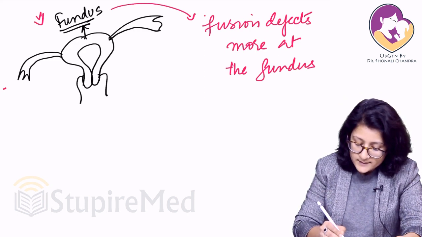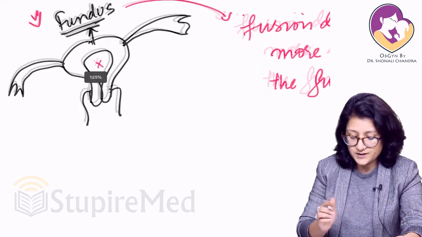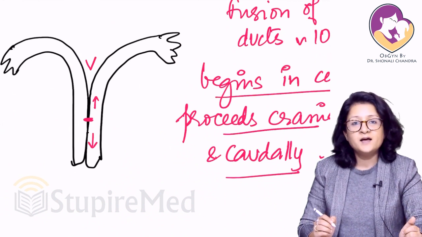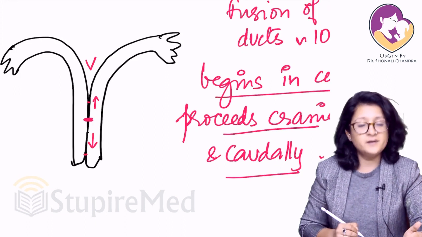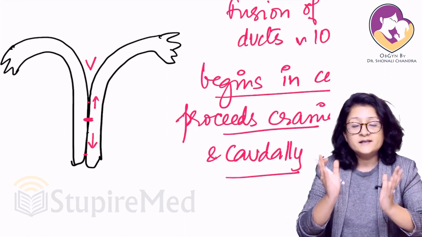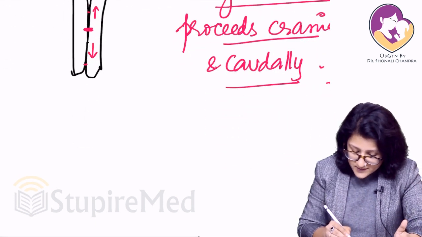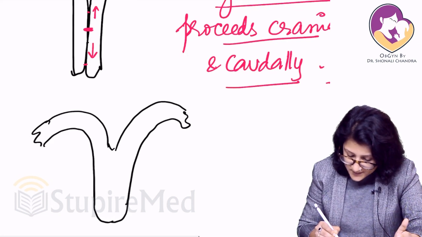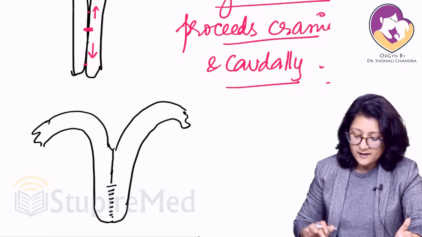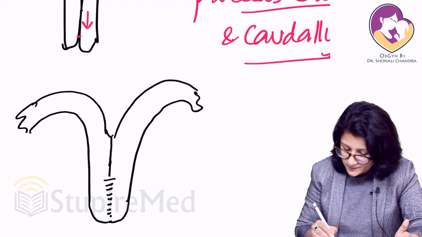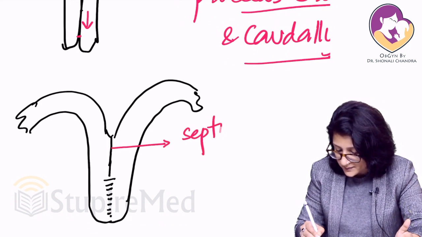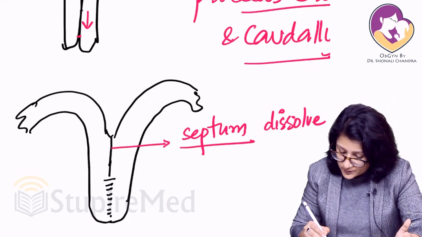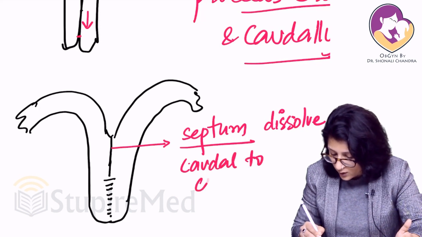Alright, now if we can appreciate inside, the cavity of the uterus has been formed how? Initially there were two tubes that fused together. When they fused, the septum in between is there. So to form the cavity of the uterus, this septum needs to dissolve. And very, very importantly, remember that this septum is going to dissolve from below upwards, from caudal to cranial direction.